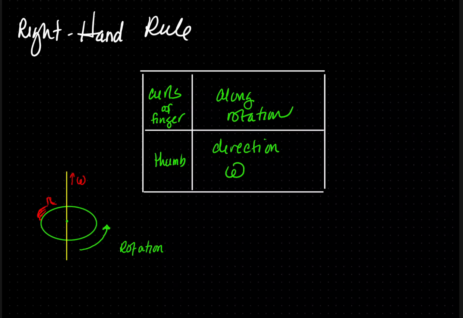So the object is rotating counterclockwise. My curls of my fingers go around the rotation. My thumb points up. So that is the direction of my omega. Vectors cannot curl. So the omega is along the axis of rotation.